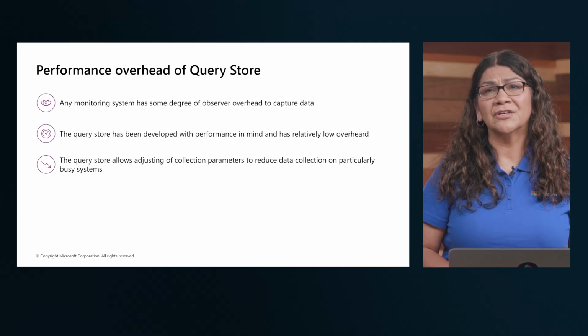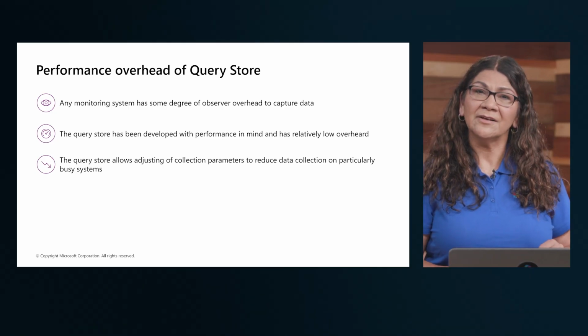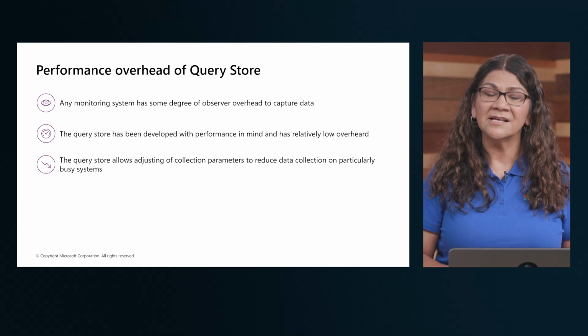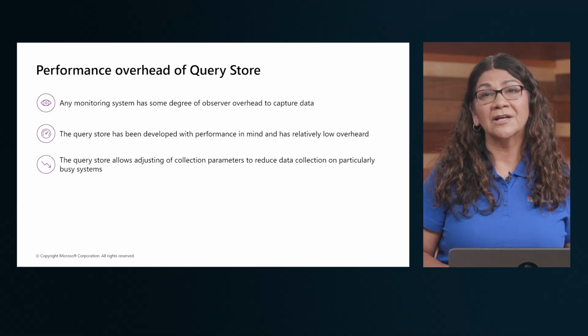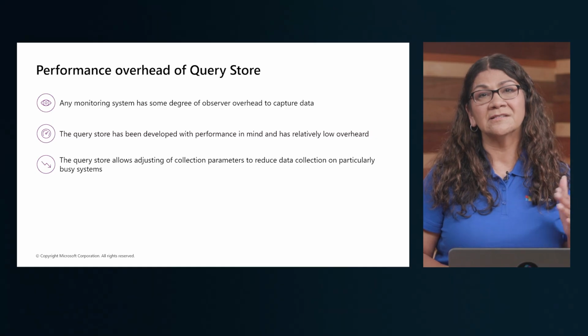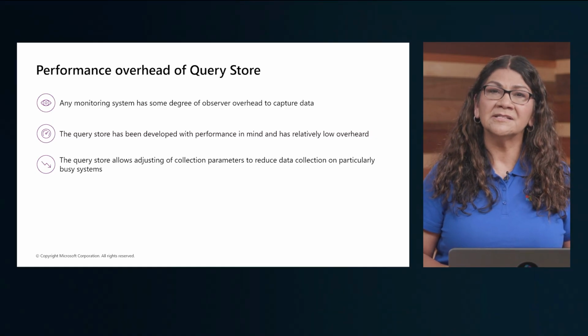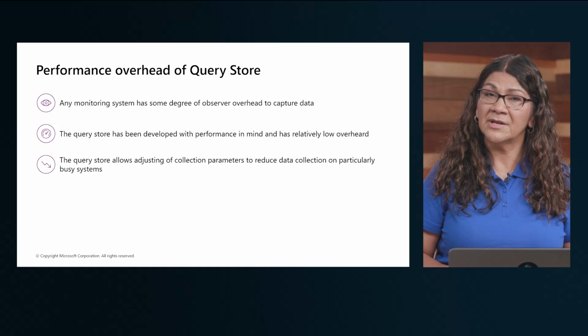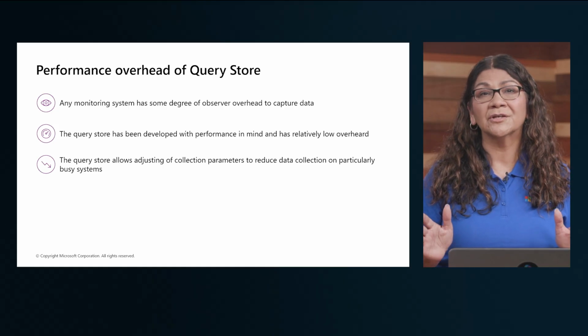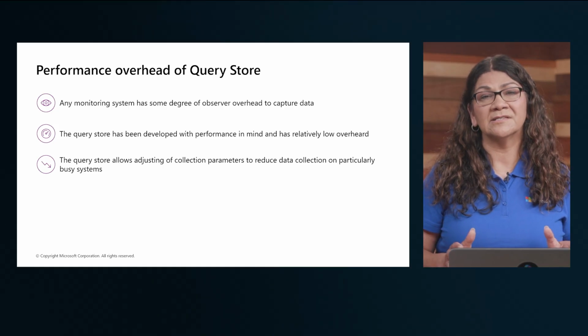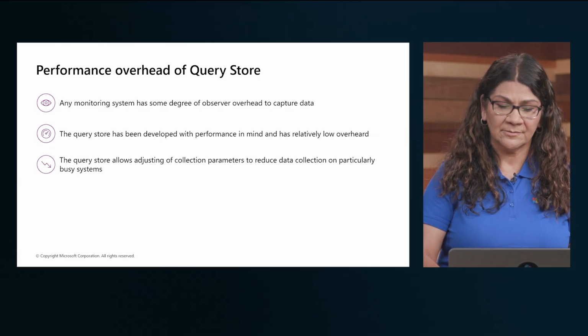So SQL Server uses a setting called DATA_FLUSH_INTERVAL_SECONDS to control the frequency of flushing the Query Store data to disk. By default, the data is flushed every 15 minutes, but this is a user configurable setting per database that you may want to adjust.